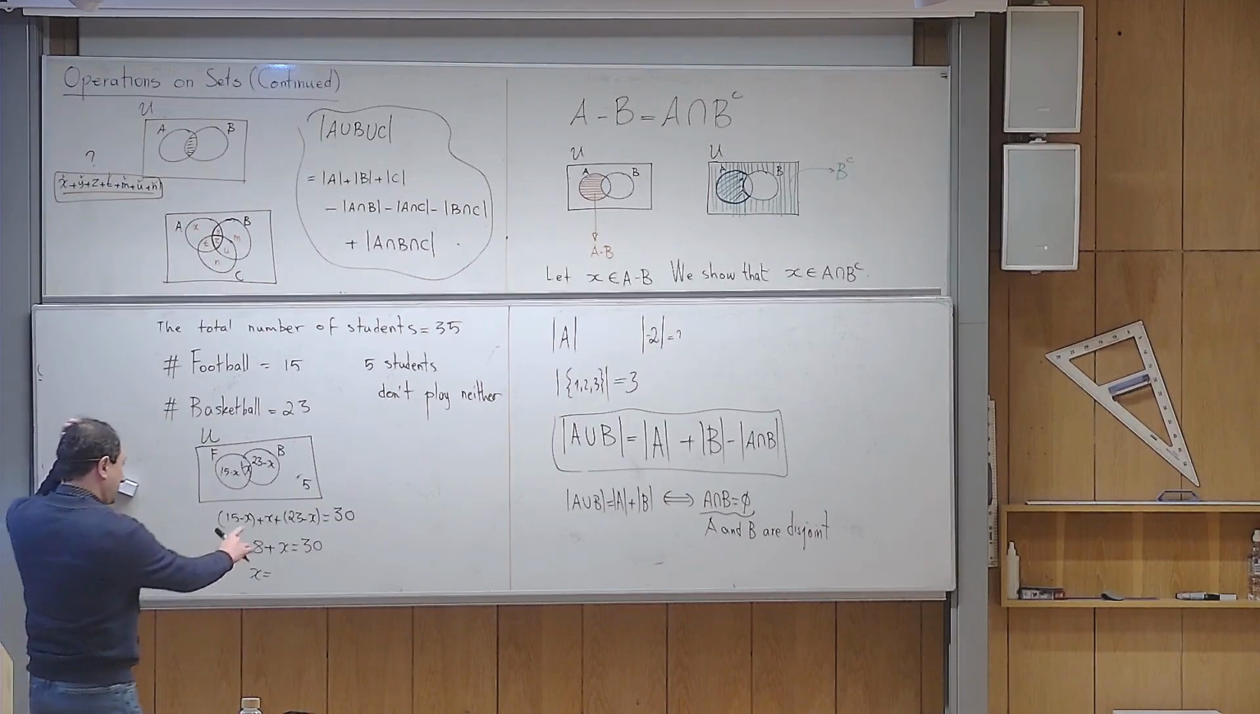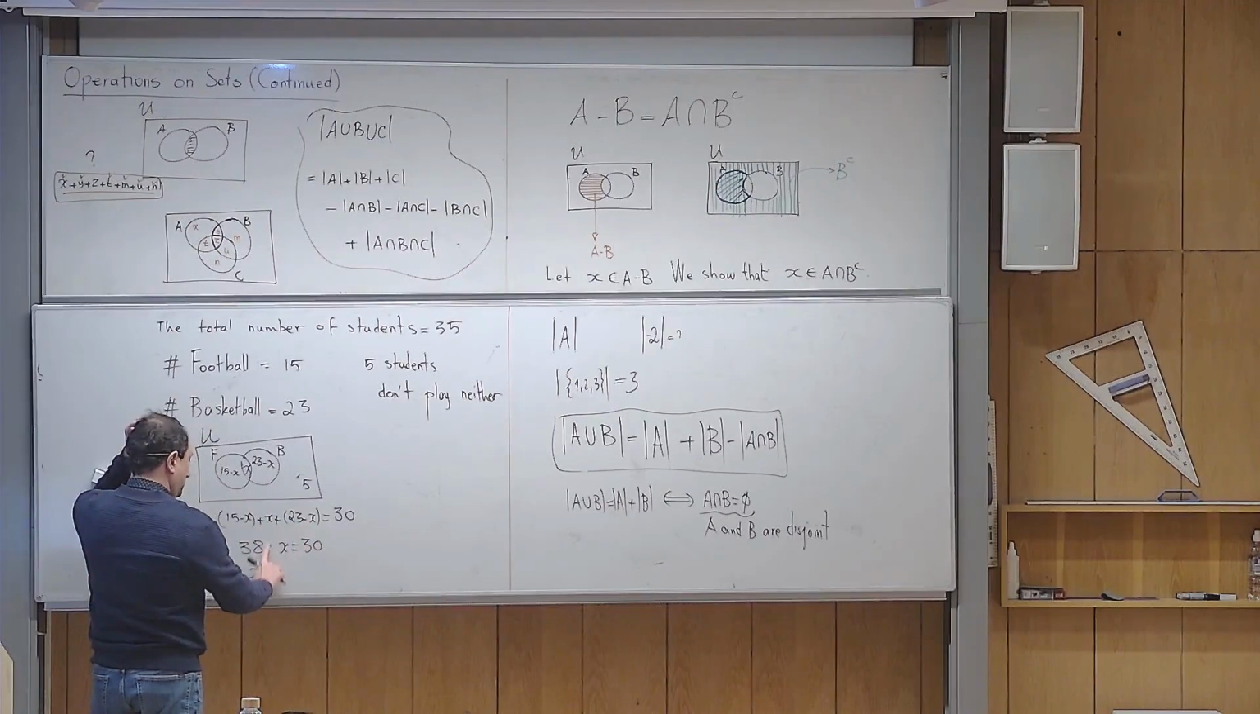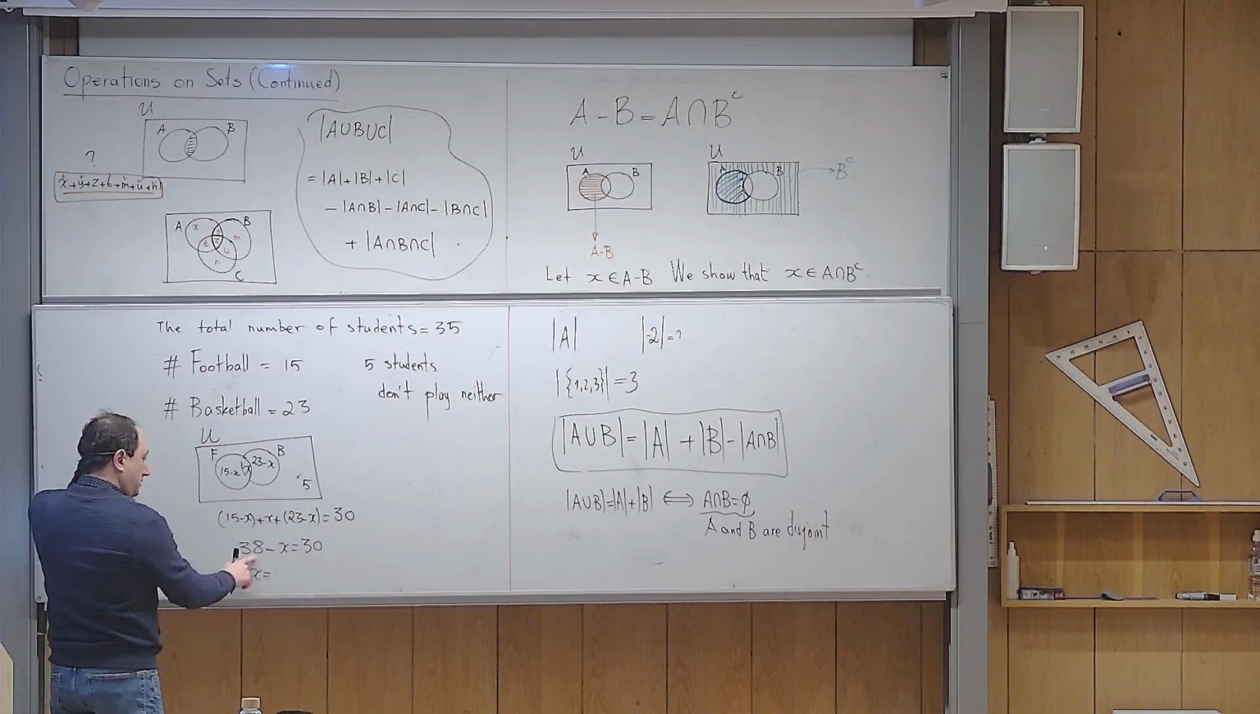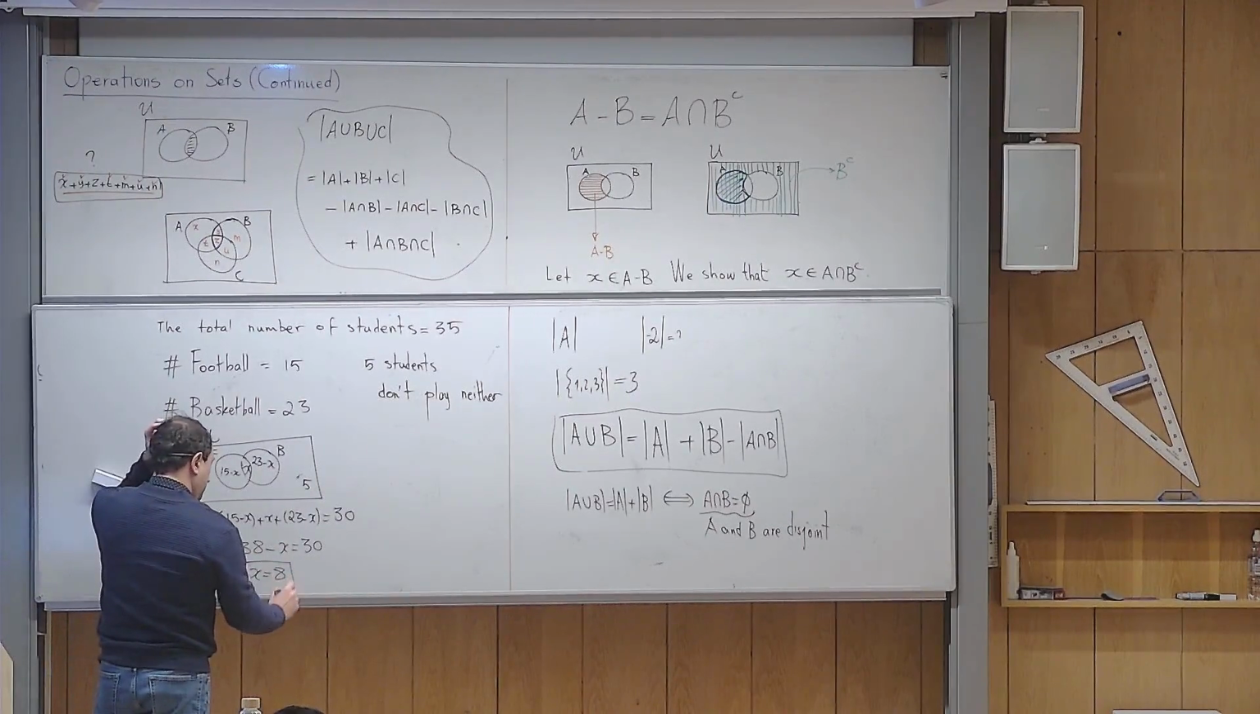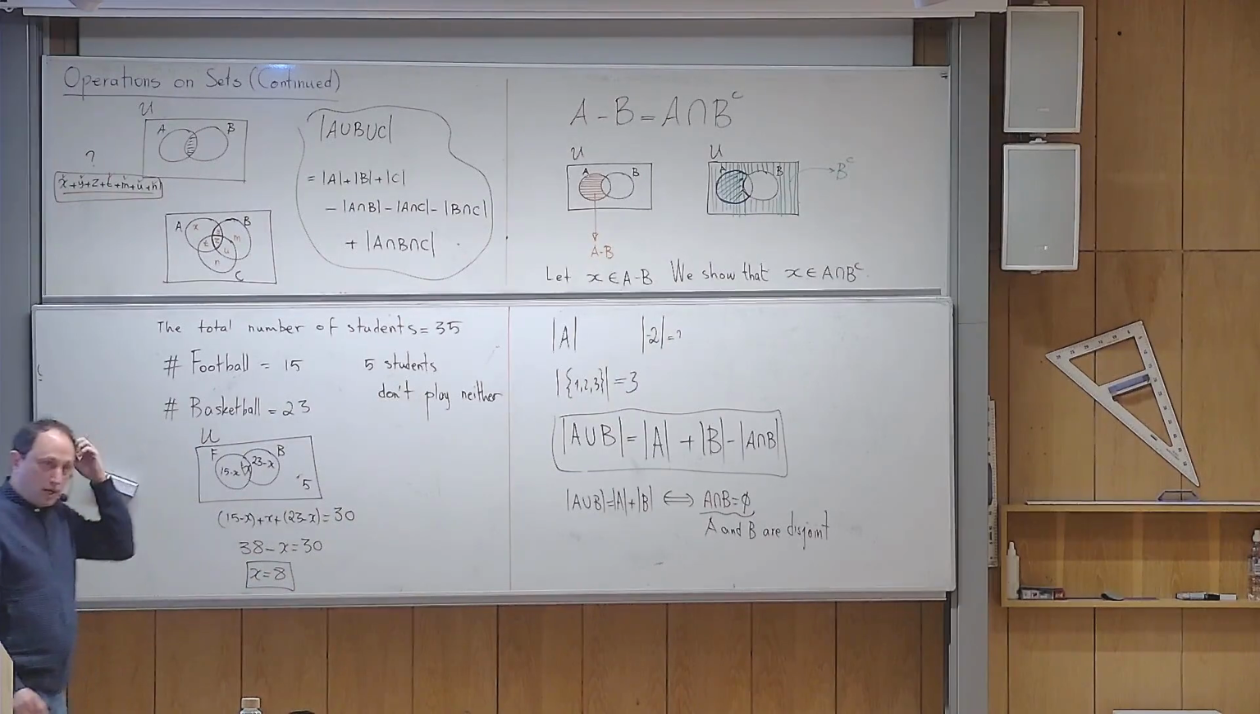Oh, sorry, I made a mistake. This is minus X. This X and X are gone, minus X is left. 15 and 23 is 38, is 30. And X becomes 8. So 8 students are playing both of them.